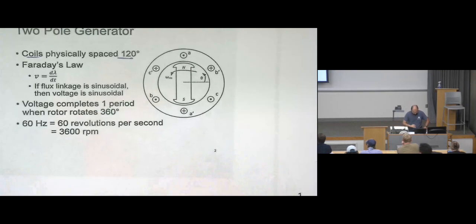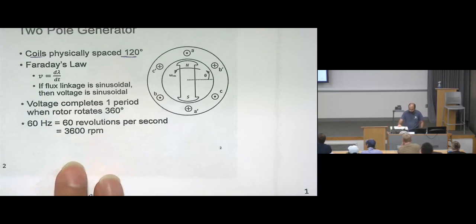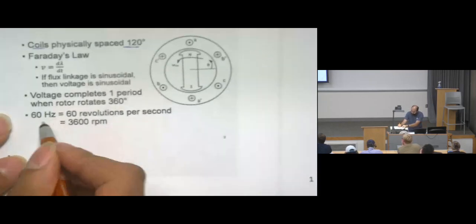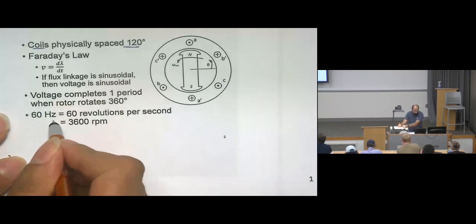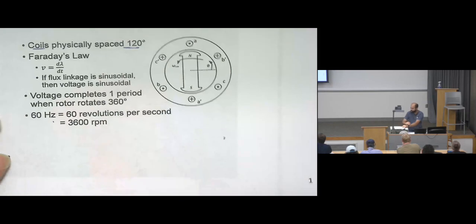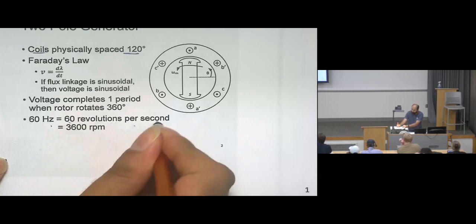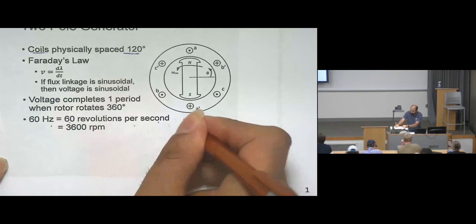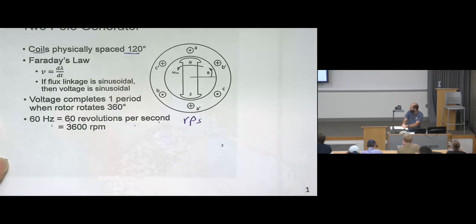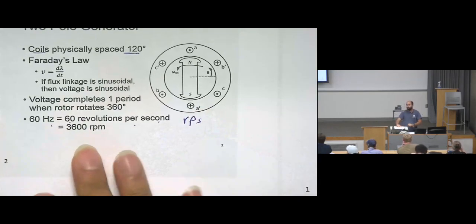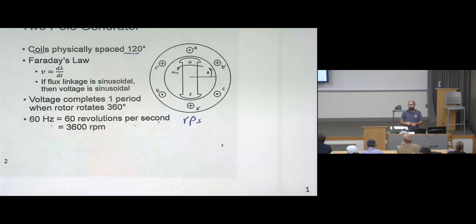Also, we can say something important here, which is 60 hertz. What does this mean for this generator? 60 hertz means 60 revolutions per second, or in other words, RPS. We used to talk about the speed, or convert the speed to RPM. This is what makes sense for us.